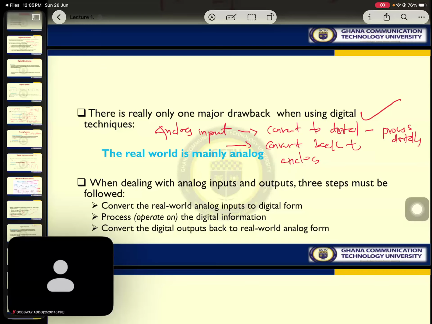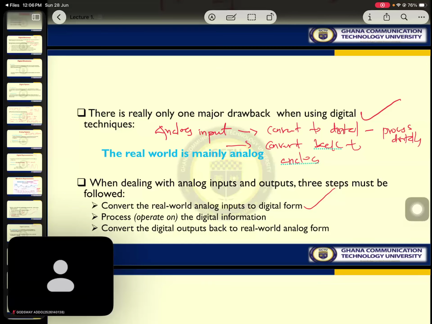Because I have an analog to digital converter that converts the analog to digital. Then I also have a digital to analog converter that converts the digital back to analog. So the ADC and the DAC circuit require design. It requires power. It requires time. It also requires money.